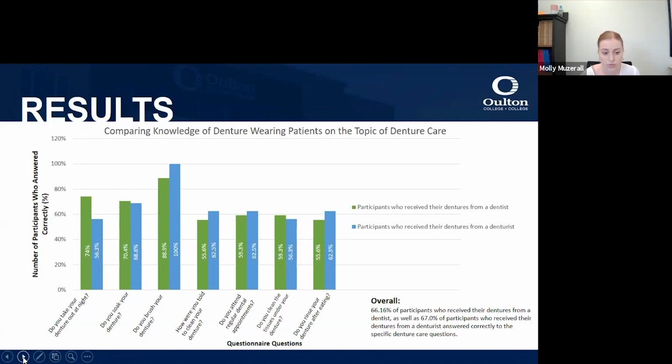Just for one example, for the question, do you soak your denture? 70.4% of participants who received their dentures from a dentist answered correctly to this, and 68.8% of participants who received their dentures from a denturist answered correctly to this specific question. So overall, 66.16% of participants who received their dentures from a dentist, as well as 67% of participants who received their dentures from a denturist, answered correctly to the specific denture care questions on our questionnaire. These numbers were very, very close, only about 1% off.